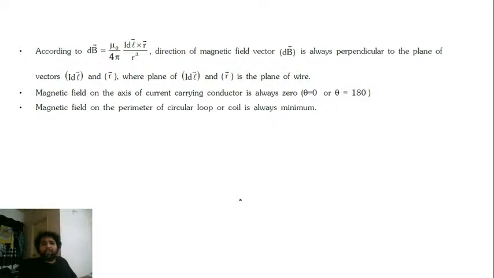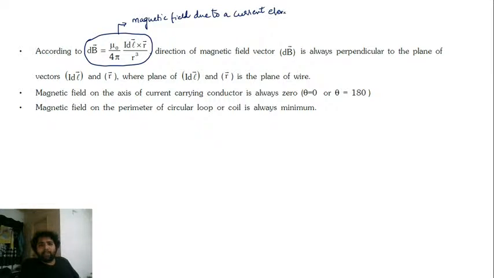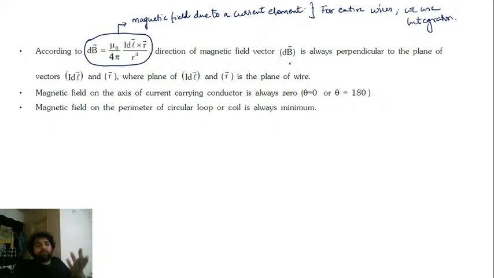So this is a gist about what we did till now in the first half an hour. So the point is dB is mu naught by 4 pi into I dl vector cross r vector by r cube. This is the magnetic field due to a current element. मतलब ये element के कारण magnetic field है. So if you want to calculate for the entire wire, ये dl जब भी दिखेगा, whenever you see dl, you know there is integration involved. For entire wires and all, we use integration. Simple. We are going to use integration today, so it's pretty logical.